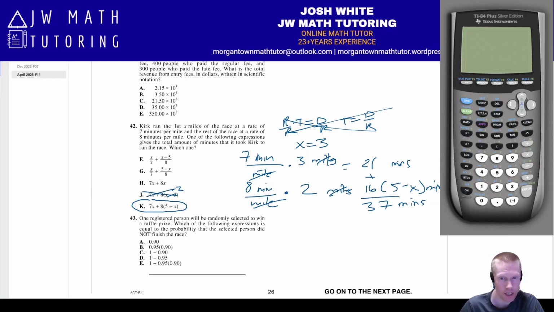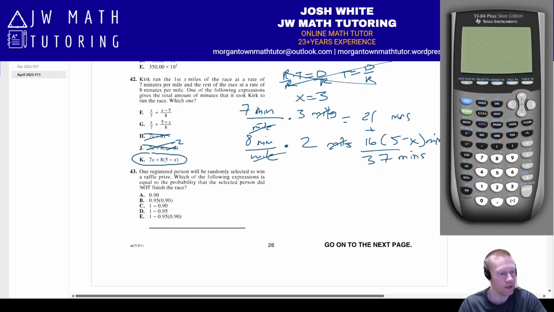And same thing here for H. If you plugged in 3, it's going to be 21. Let's see here. Does this work out? 21 plus, no, 24, because x is 3. 21 plus 24, 45, that's obviously wrong. And you could do the same for F and G, but they're going to be fractions, so they're obviously not going to be equal to 37. So the correct answer is K. And again, that's how you could use picking numbers just to solve it.